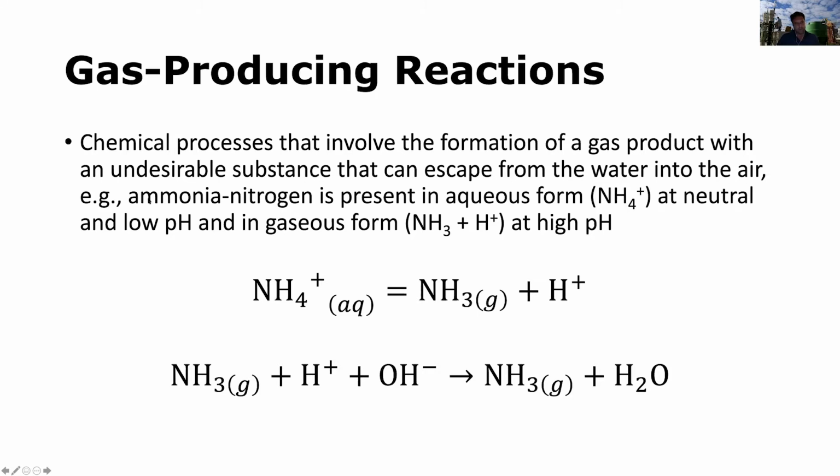Let's suppose that we have ammonia nitrogen present in the aqueous form at a neutral and low pH, and it's in the gas form at high pH. We can use this chemical process to have a reaction proceed in a direction that involves the majority of aqueous ammonia nitrogen converted to gas ammonia to be stripped out of the water source in order to achieve overall reduction of ammonia, for example.